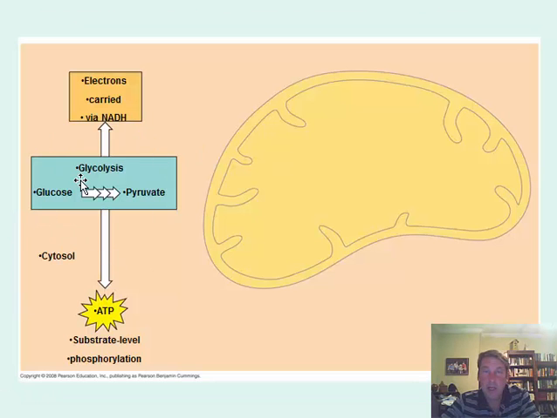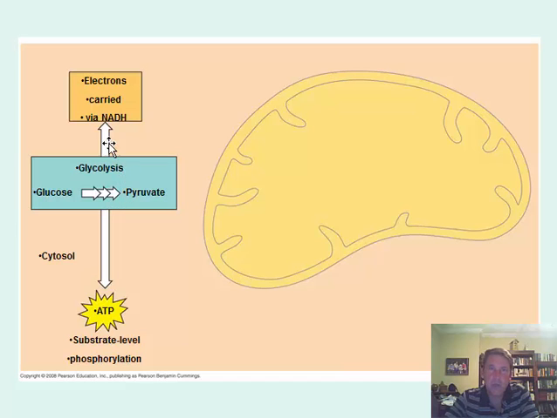So the first one is glycolysis. This starts with our major fuel molecule, which is glucose, which we get in our diet. It's a 6-carbon sugar. We start with that in glycolysis, and the first thing that happens is that it is broken down into 2 3-carbon molecules, pyruvate or pyruvic acid. So the pyruvate is a 3-carbon molecule. Glucose is basically split in half.